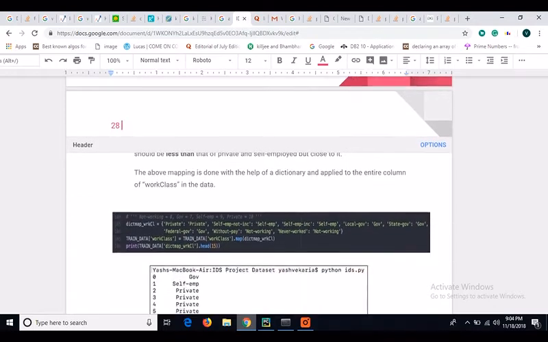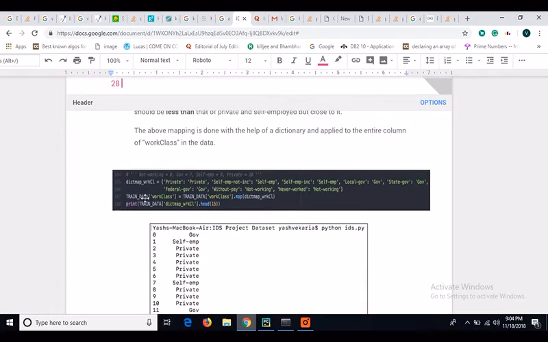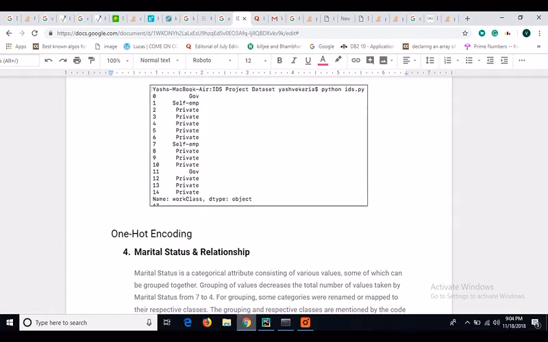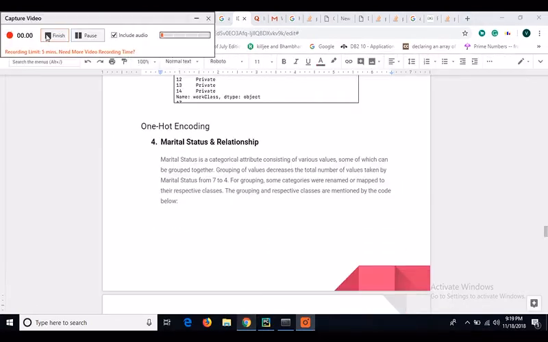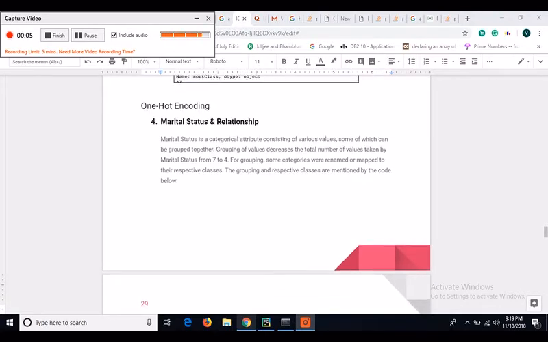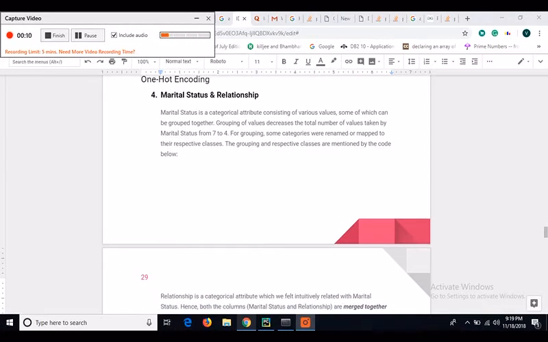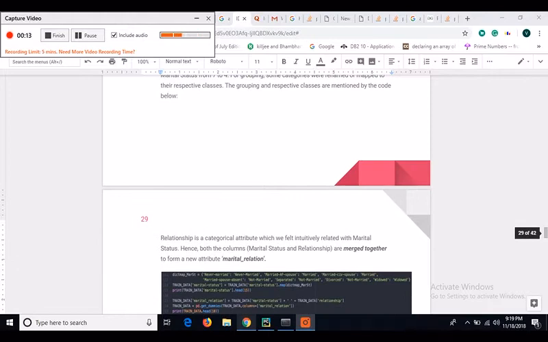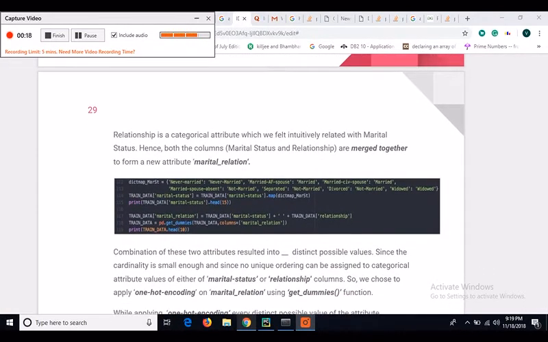By applying these values through a dictionary, we can produce numeric columns for the work class. Now we will do one-hot encoding on marital status and relationship. The marital status attribute has a total of 7 distinct values, so we will regroup them into 4 distinct values by assigning new labels to some of them. We have assigned the new labels in the following way using a dictionary in Python. So we have mapped the values such that the total 7 distinct values are converted into 4.